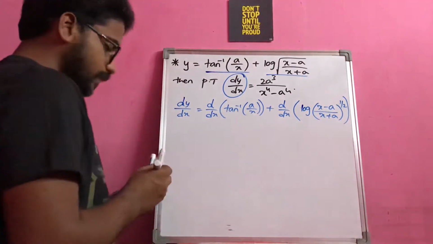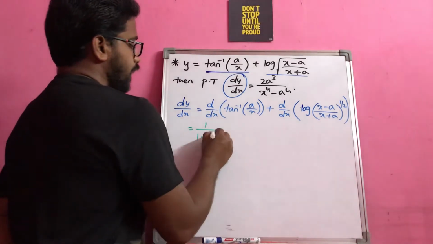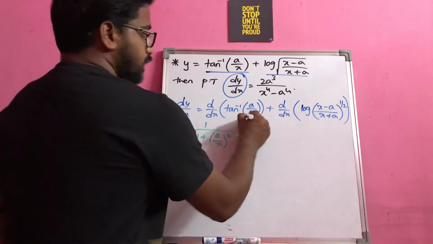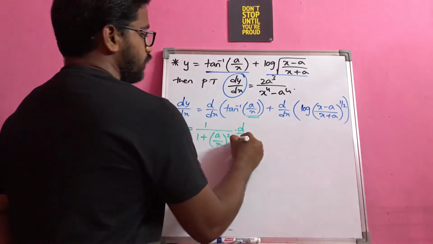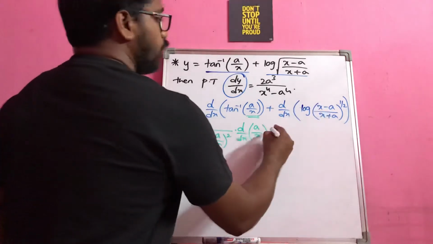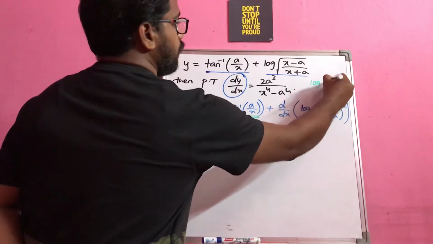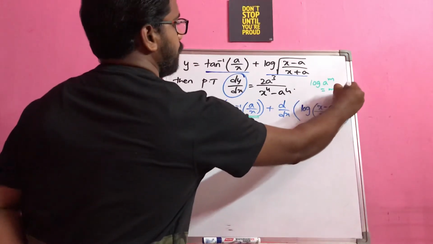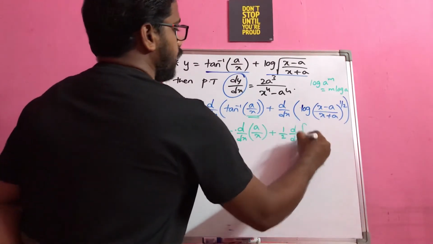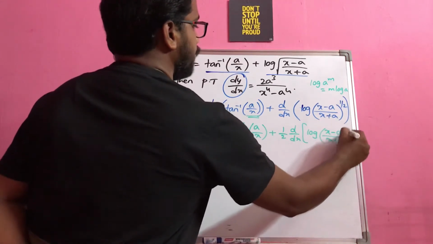So this is d by dx of tan inverse x, which is nothing but 1 by 1 plus x square, that means 1 by 1 plus a by x whole square. But as this is not x, the inner differentiation will be d by dx of a by x. See, here you can get one idea that the half can be pulled out, because we know that log a to the power m can be written as m log a. So the half can be pulled out of the differentiation itself, d by dx of log of x minus a by x plus a.